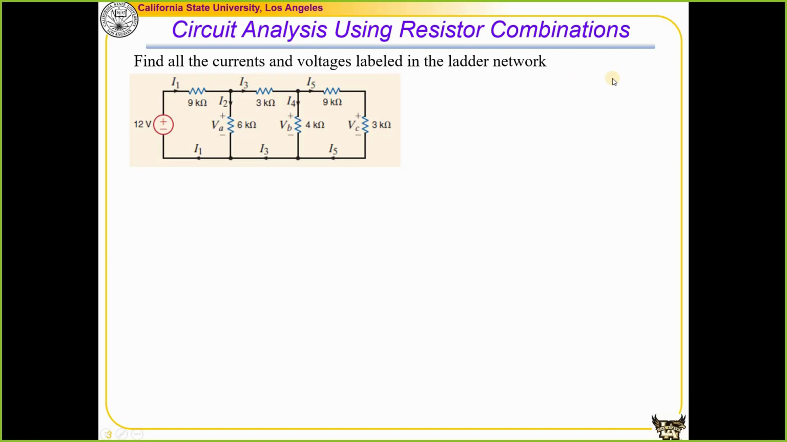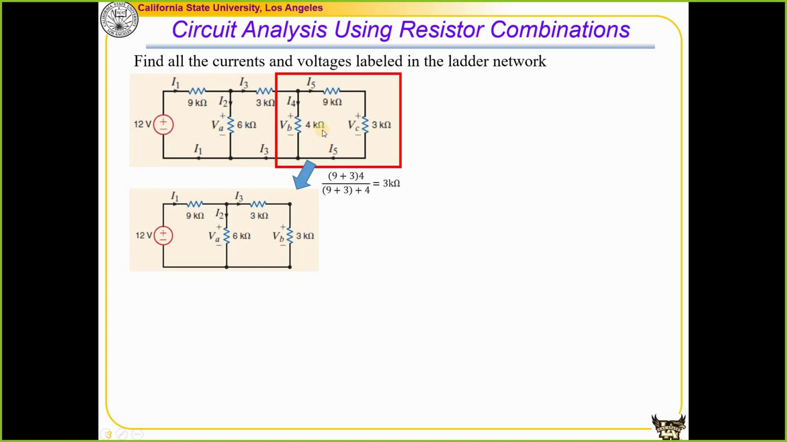Circuit analysis using resistor combinations. This problem asks us to find all the currents and voltages labeled in the ladder network. If I simplify this portion of the circuit, I will be able to find the total resistance that I will add there, replace this portion, and it will become something like this.